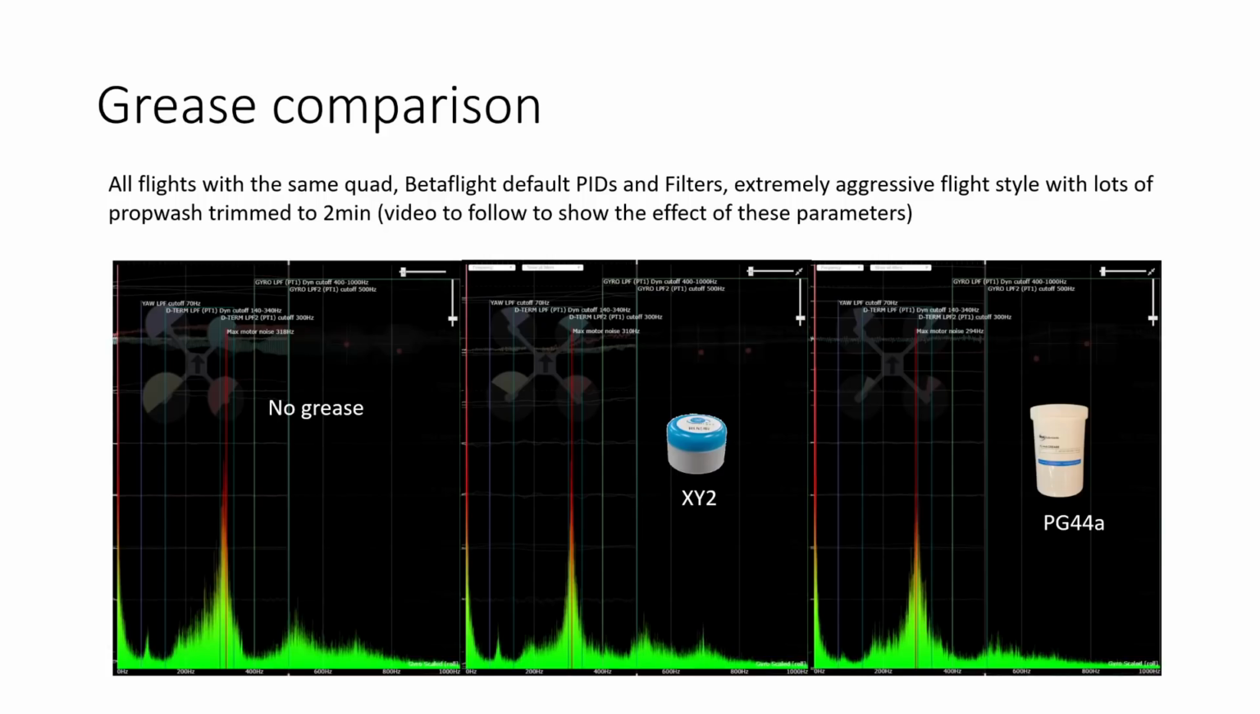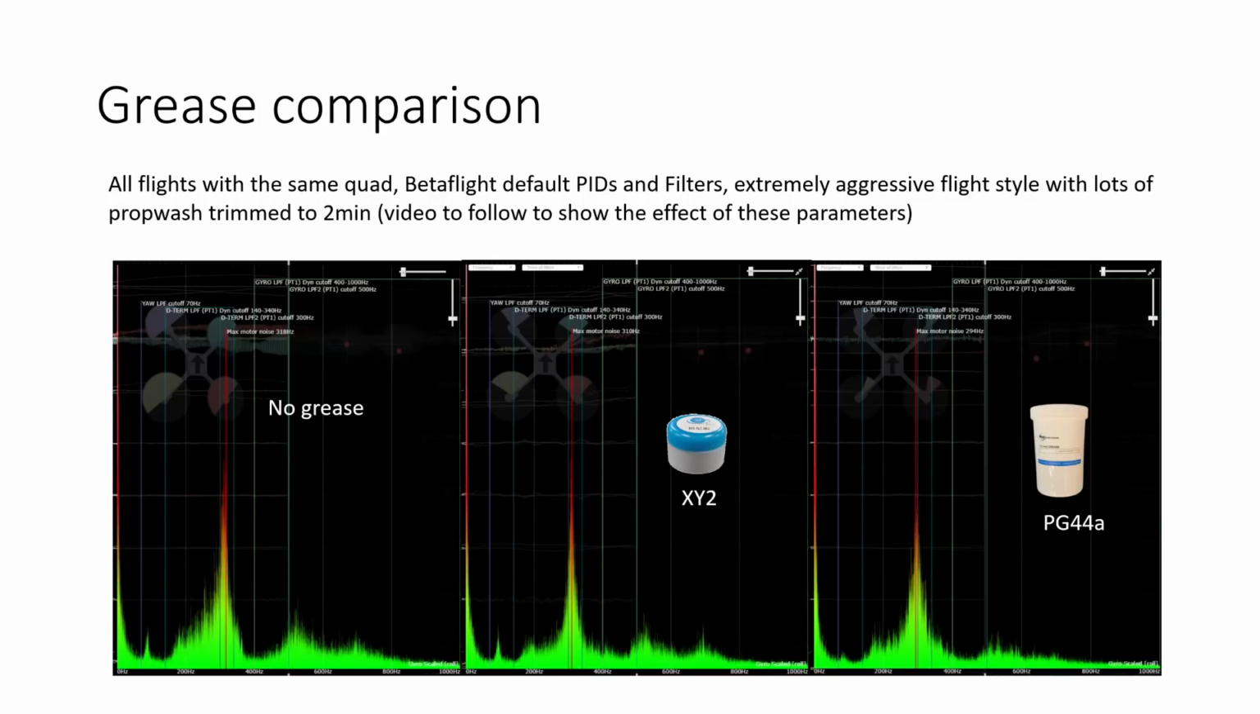And we can see the three flights. We have no grease on the left. Then we have a grease that I got from AliExpress called XY2 mechanical damping grease. And then we have a PG44A, the Nyogel on the right, which I got from Newgate Simmons.